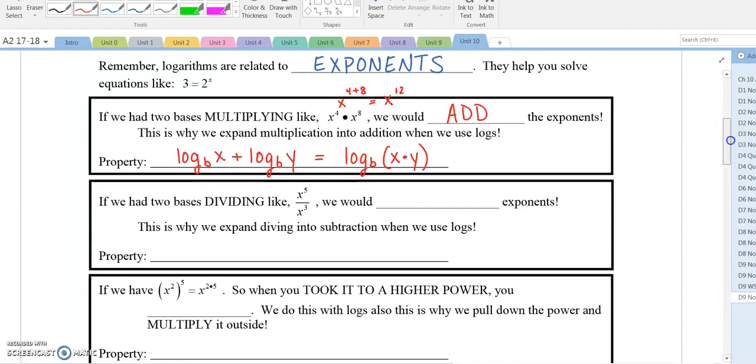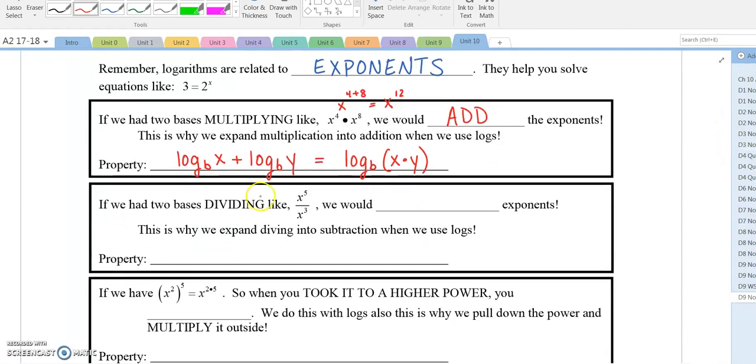Another exponent rule we have is if we have two bases dividing, like x to the 5th divided by x to the 3rd, we would subtract our exponents. So this, for example, would turn into x squared, because that's 5 minus 3. Well, same rule applies with logs, but again, I'm going to write it backwards so you can see how we would condense it. And that is if we were subtracting two logs, I could put them back together in one log by dividing, because subtraction and division go together.